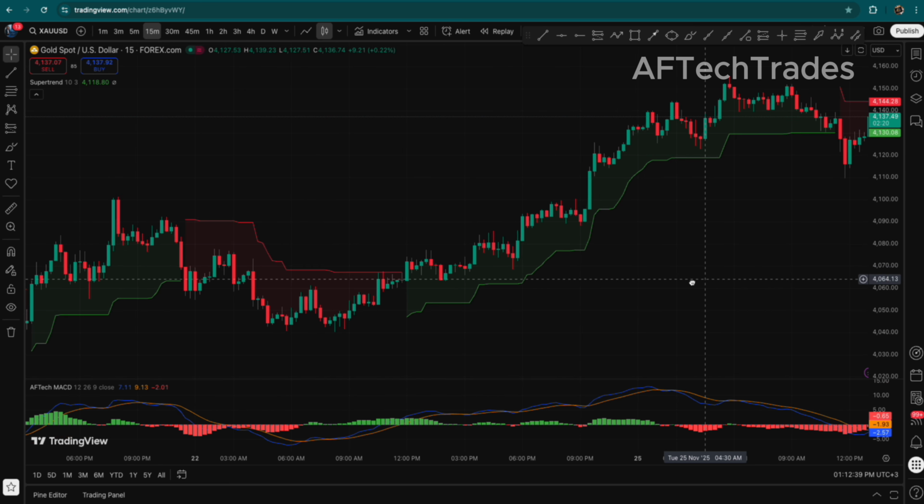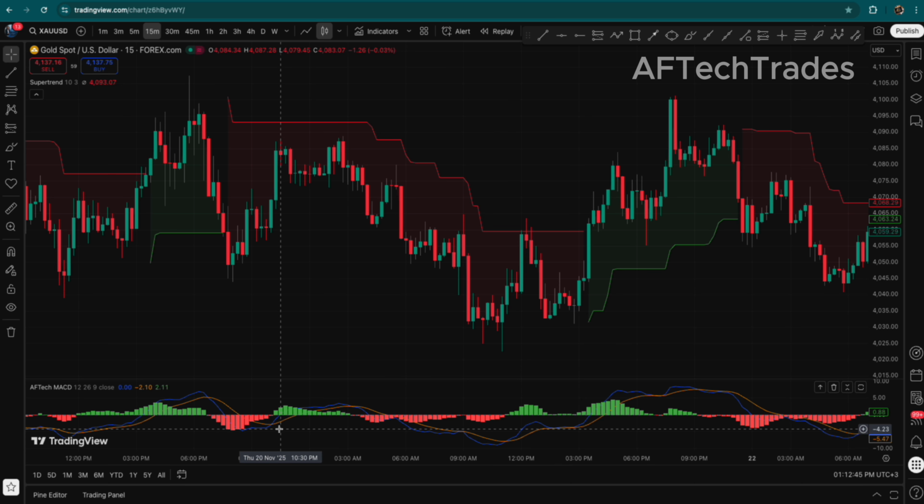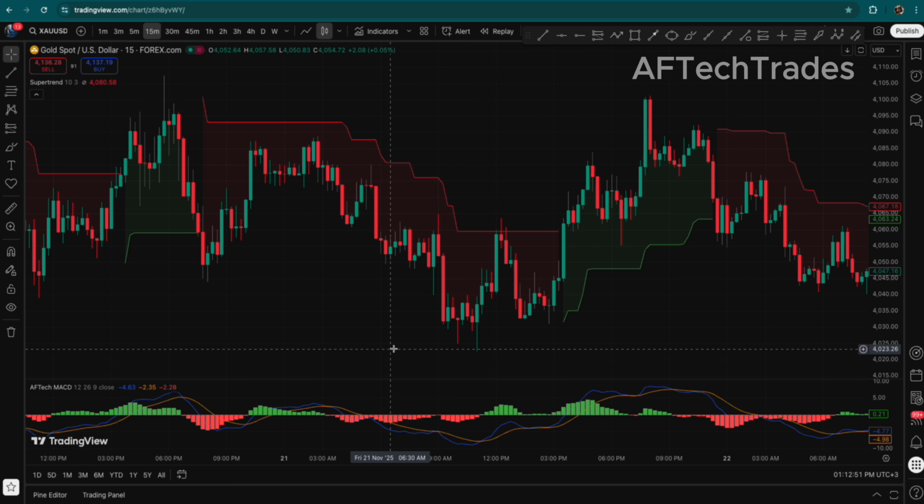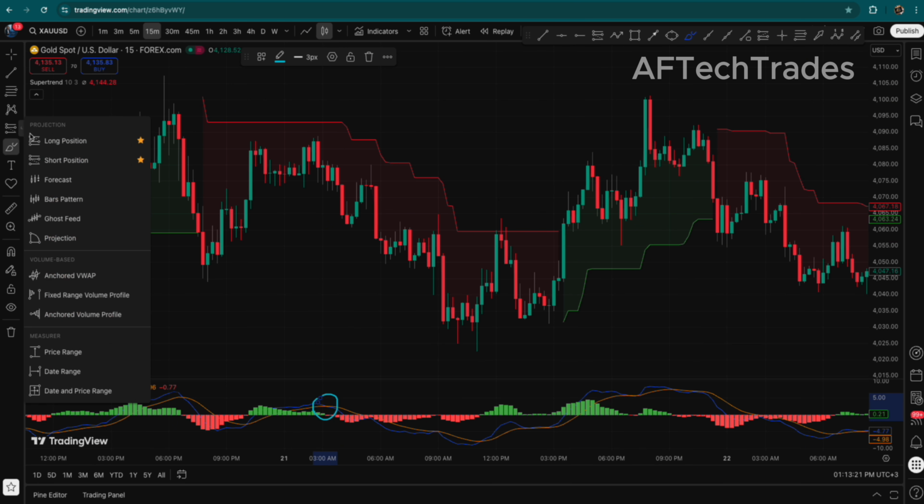So you can see the rule to trade this is that immediately you see a crossover in MACD below the line of MACD, you start looking for a buy. If the crossover happens above, then you start looking for a sell position. Now you see here we have a crossover. Here the MACD and signal line crosses over, right? And you can see our Supertrend is also red. So this gives us the go ahead to enter a short position.